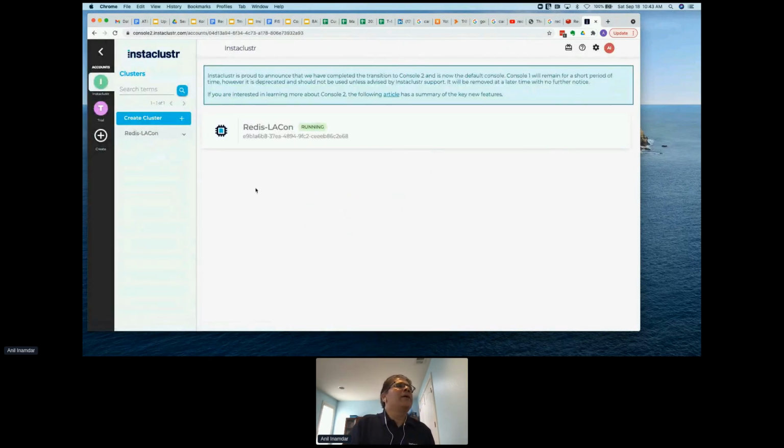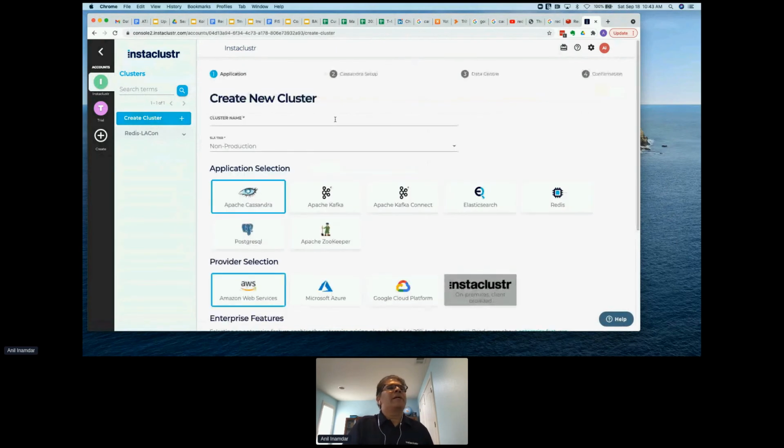I think we are in. If you want to create a Redis cluster, I'm going to show you how, but you can create all kinds of clusters: Cassandra, Kafka, Elasticsearch, Postgres, Zookeeper. The first thing we need to do is give it a name. I'm going to name it Redis LACon 2.